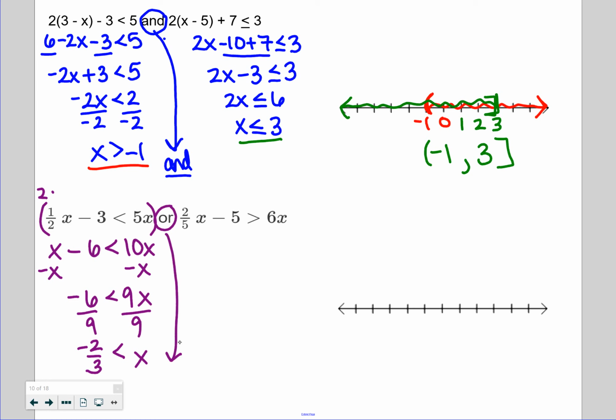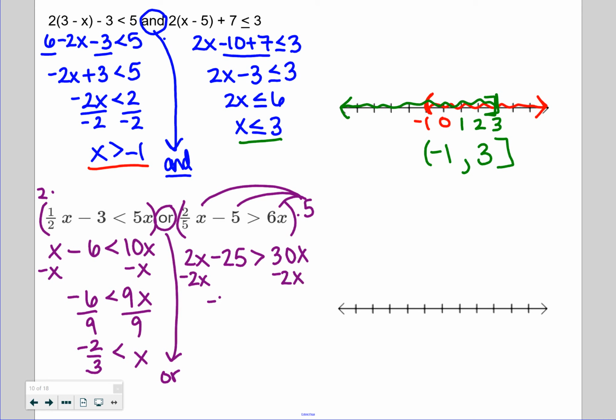Bring down my OR statement. Then I'm going to multiply everything by 5. 5 times 2/5 gives me 2x. 5 times negative 5 gives me negative 25. And 5 times 6x gives me 30x. Then I'm going to subtract 2x on each side. Negative 25 is greater than 28x. And then divide both sides by 28.